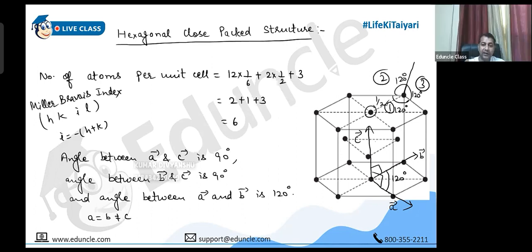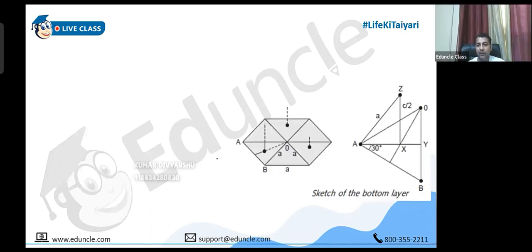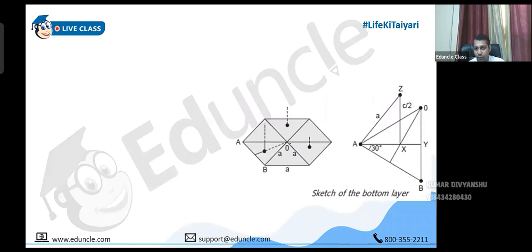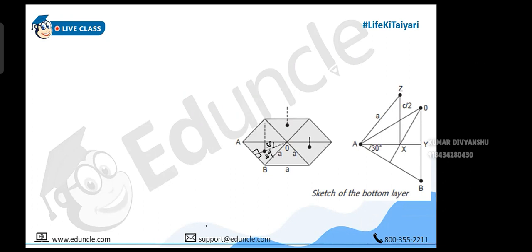Now, let us calculate the area of this bottom hexagon. In order to calculate the area, see here, I said this is A, this is A, this is also A, so this is an equilateral triangle. If you make a perpendicular from the vertex to the base, then each of these angles will be 60 degree, 30 degree, isn't it? Yes, sir. Please check.